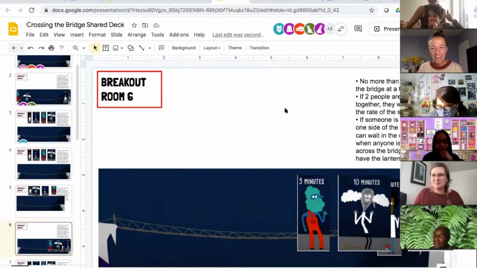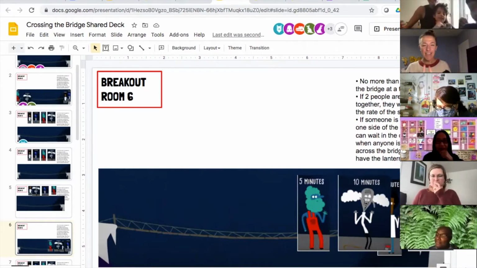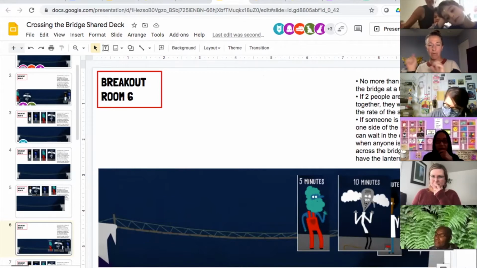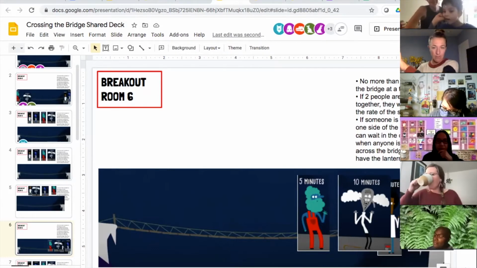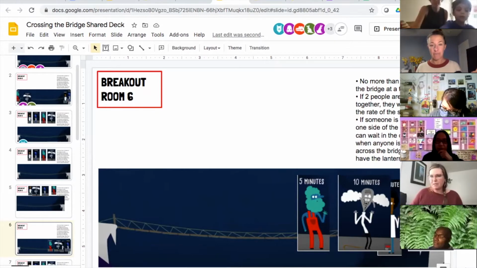So the key here is to send the 2 slowest together. I think a lot of times we think, oh, okay, I'll just take the 1-minute person and they're the shuttle, back and forth. But in that situation, then you have to have the 5-minute person go, and then the 10-minute person go. And that's a total of 15 minutes. So a way to minimize the time they need is to have them go together.